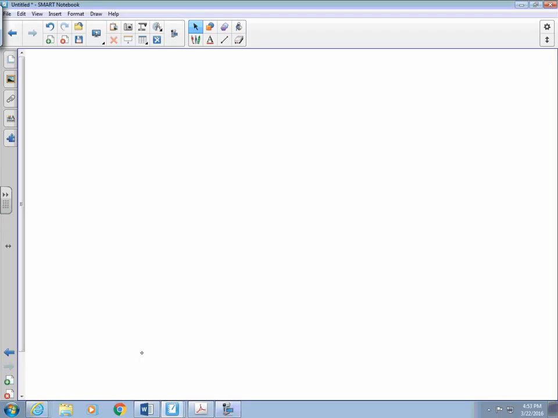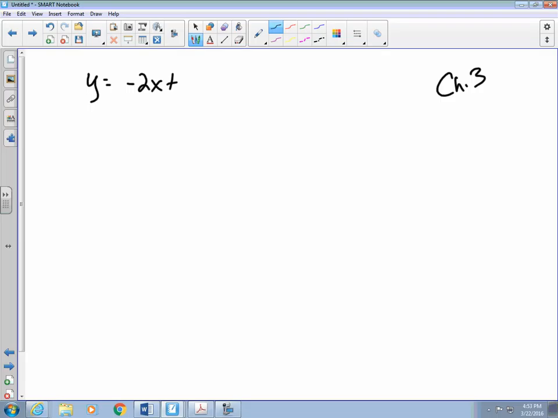Okay, chapter 3 of Math 1270 deals with linear functions and graphing them. And so I'm going to start off with the function. If you want to graph a function, the easiest way is to have the function in what we call slope-intercept form, where the y is by itself.